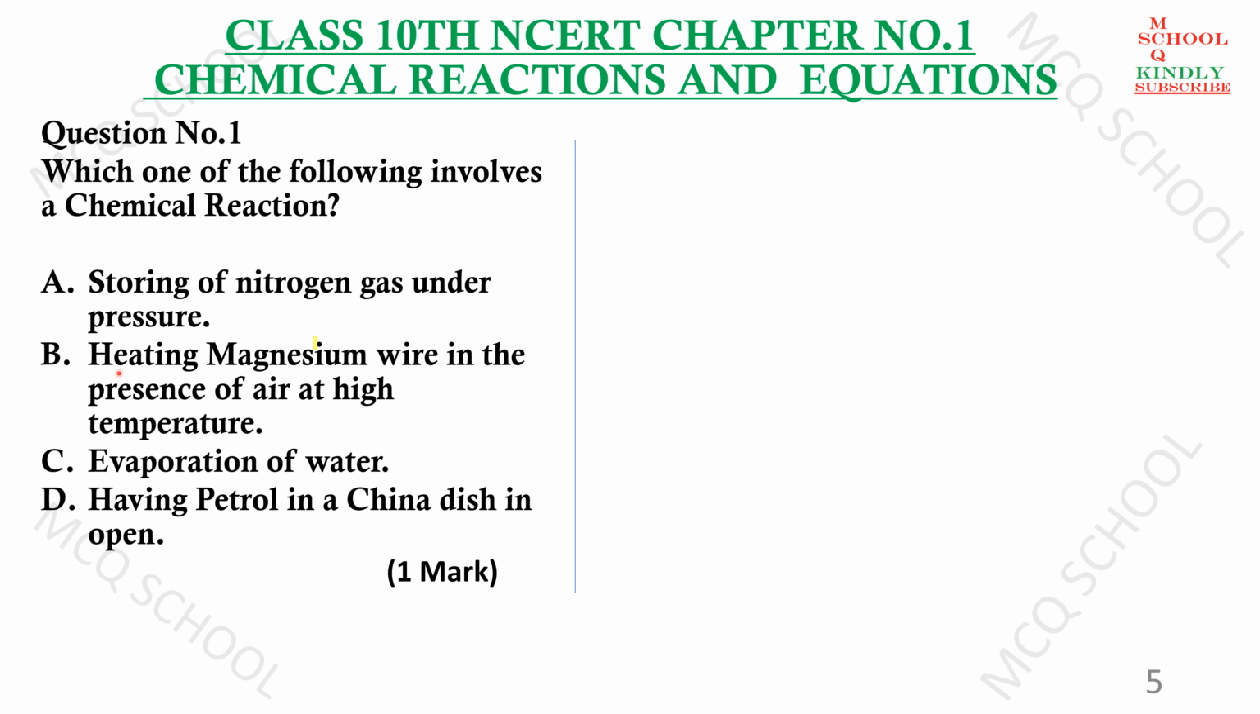The correct answer for this is heating magnesium wire in presence of air at high temperature. Why? Because the rest of the options are physical changes. Only this option is a chemical change. In physical changes, no new substance is formed. In the case of chemical change, a new substance is formed. In the case of copper, heating in presence of air, which has oxygen, copper converts to copper oxide as shown in the equation.